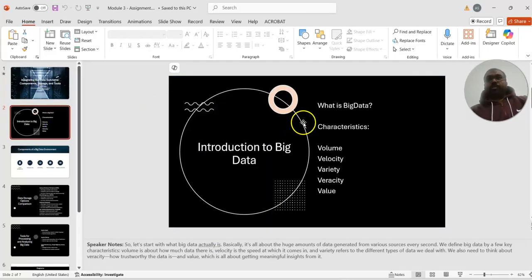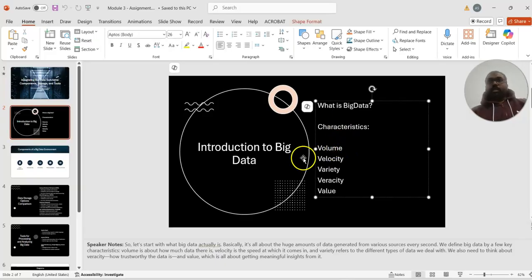What is big data? Big data is basically the huge data that is coming from any source, like social media platforms or any other various sources that are approaching the company. Big data has multiple characteristics. Let's discuss them one by one.